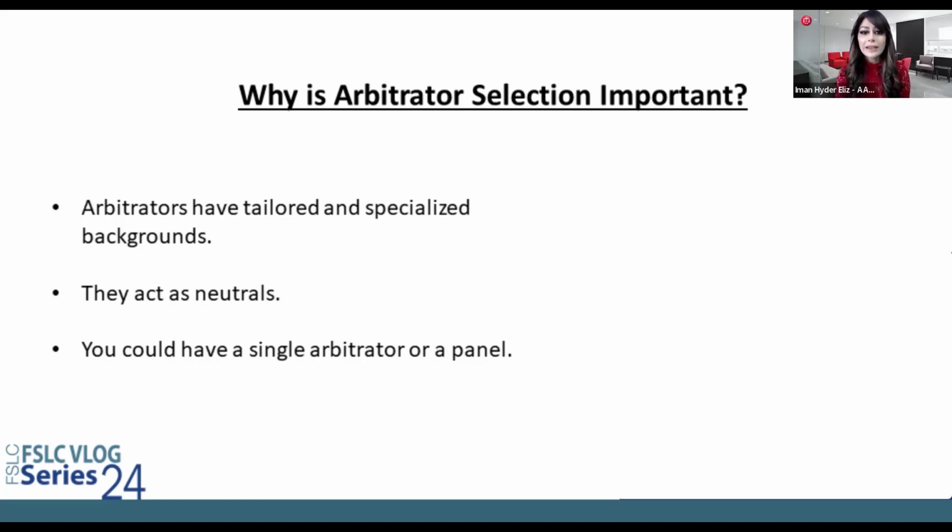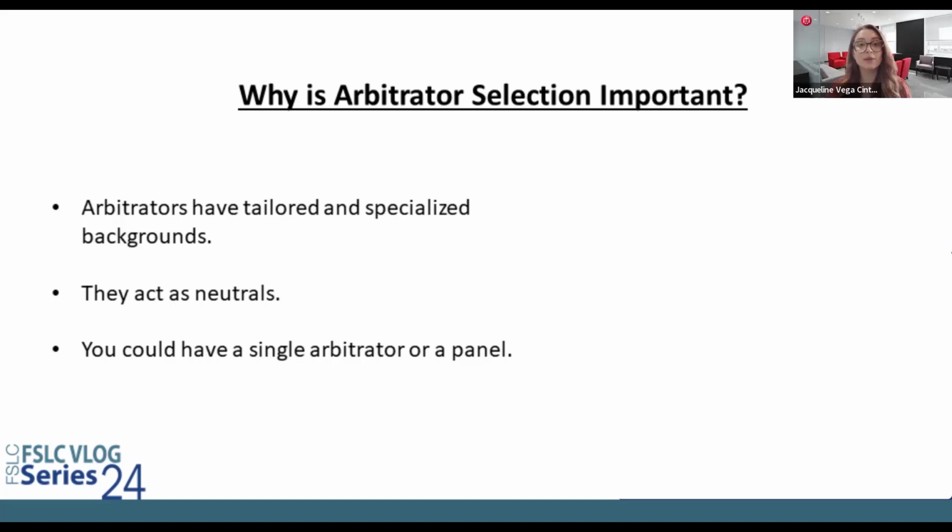Let's talk a little bit about how they act as a neutral and whether or not we have a single or a panel. Sure. We do call them neutrals, but we also expect that of them, right? So throughout the lifetime of the case, we expect an arbitrator to be neutral and to have no bias and to act with impartiality. Even if they are party appointed arbitrators, we still expect them to be neutral. And we'll talk a little bit more about their code of ethics later on.